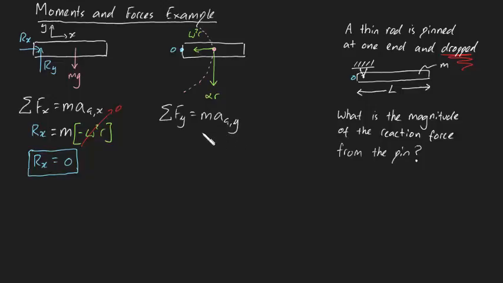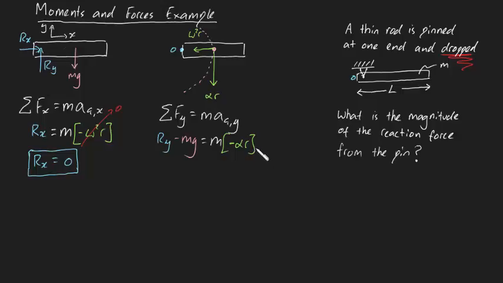Okay? Well, what are our forces in the y direction? We've got Ry just here, but we've also got a negative mg. It's negative because it's downwards, and positive is defined as upwards. And of course, this is equal to m times a_G,y, which is just negative alpha r. Don't forget, it's negative because this is downwards, and positive is defined upwards.